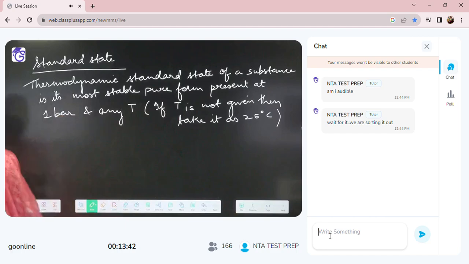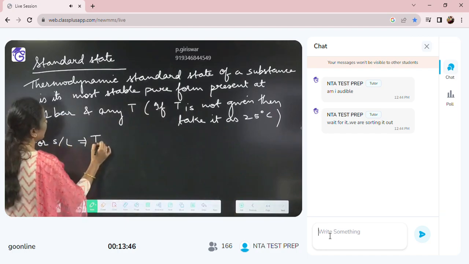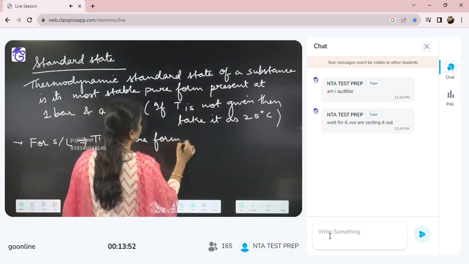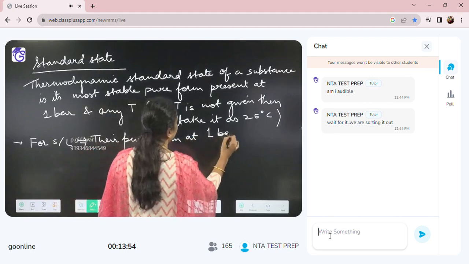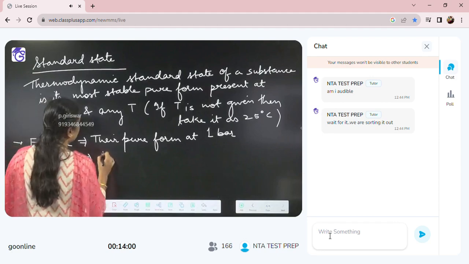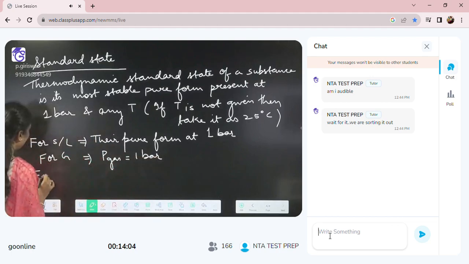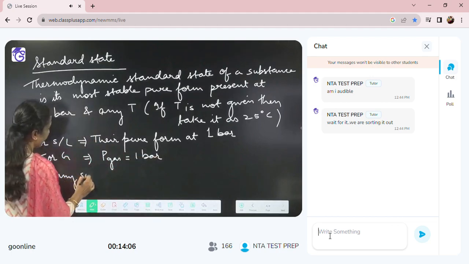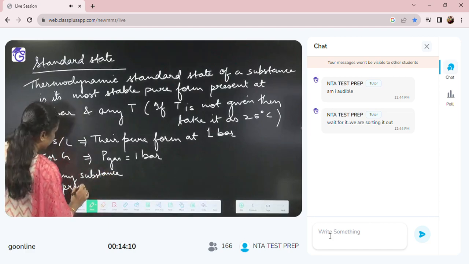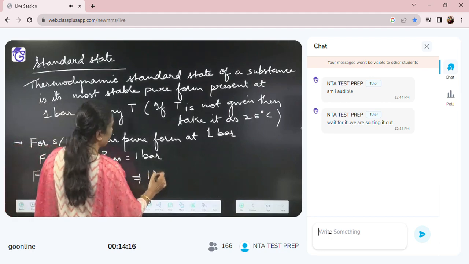So here I will write this: for solids or liquids, standard state means their pure form at 1 bar pressure. And for gas, standard state means the pressure of the gas should be 1 bar. And for any substance present in solution, the concentration should be 1 molar.